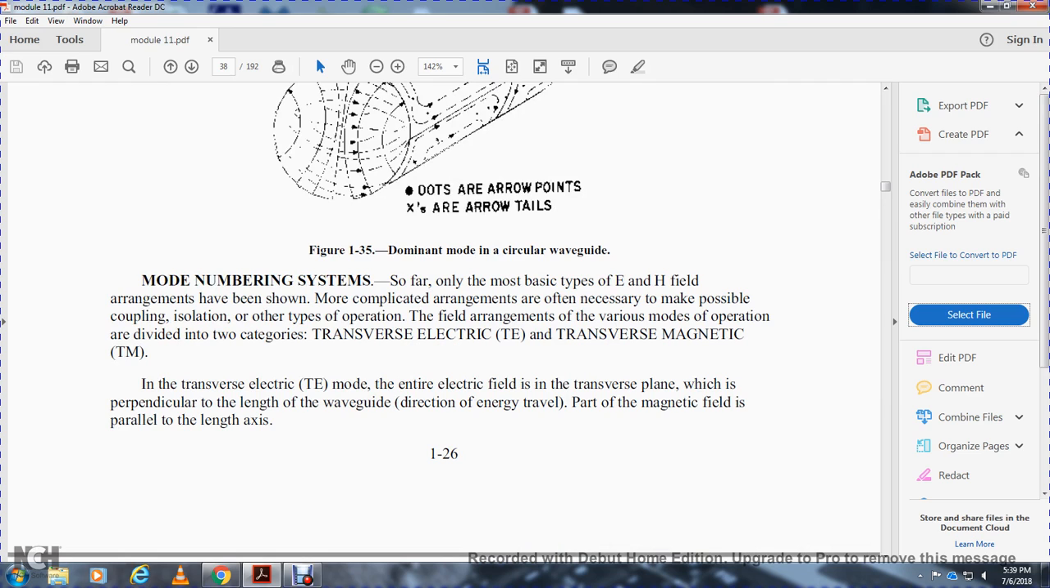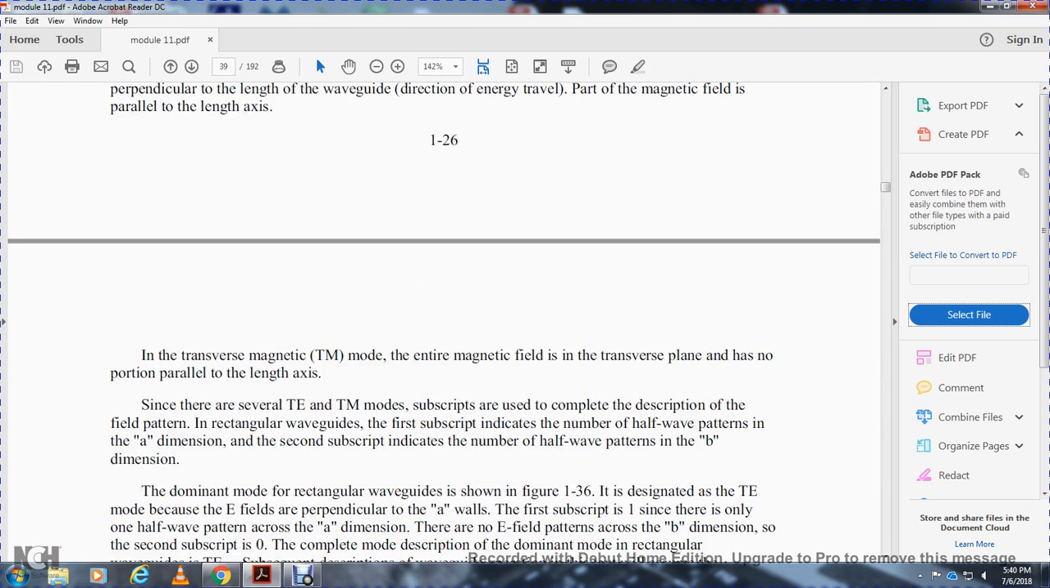All right, the mode number system. So far, only the most basic type of electric field and magnetic field arrangement has been shown, and more complicated arrangements are often necessary to make possible coupling, insulation, and other types of operation. The field arrangements of the various modes of operation are divided into two categories: transverse electric and transverse magnetic. In the transverse electric mode, the entire electric field is in the transverse plane, perpendicular to the length of the waveguide, while part of the magnetic field is in the direction of energy travel along the axis. In the transverse magnetic mode, the entire magnetic field is in the transverse plane and has no portion parallel to the length of the axis.